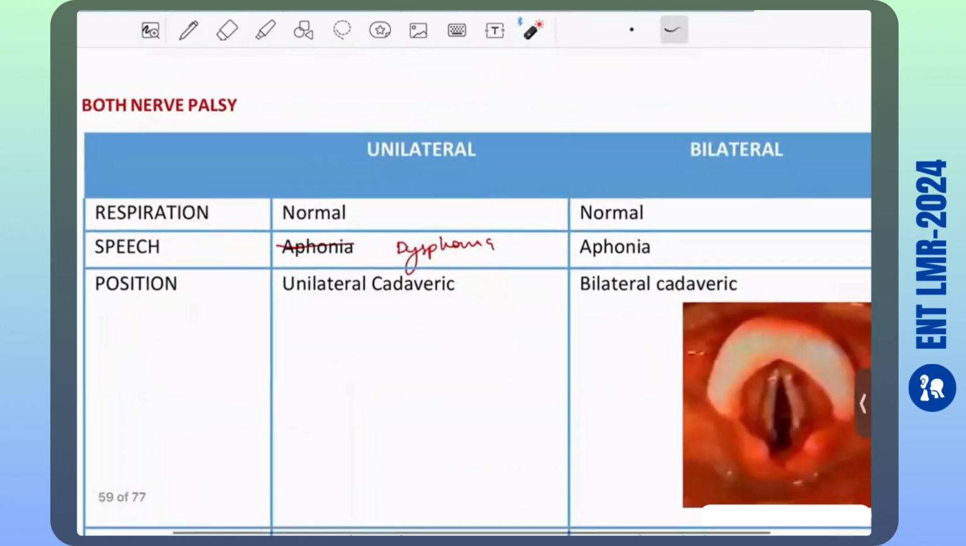Now next one is both nerve palsy. Both superior laryngeal and recurrent laryngeal nerves go for palsy. What will happen? The vocal cords will be in cadaveric position. No abduction, no adduction. So breathing will be normal because the cadaveric position has ample space for breathing. But if the vocal cords can't meet each other in the midline, there will be dysphonia. Unilateral both nerve palsy, dysphonia. Bilateral both nerve palsy, no meeting at all, aphonia. Respiration will be normal, but speech will be completely abnormal. The position is unilateral cadaveric here, and this is bilateral cadaveric position. So the space is adequate for breathing, but not adequate for voice production.